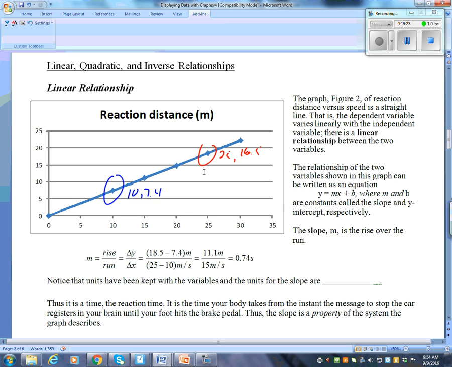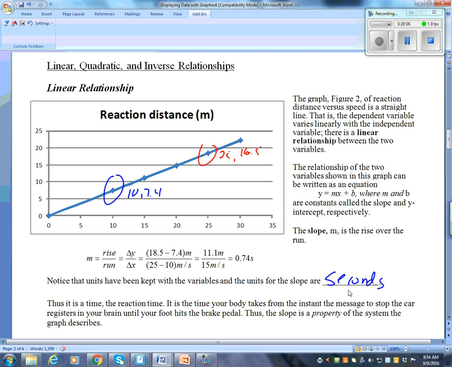Okay, so rise over run, y2 minus y1 all over x2 minus x1. So I'm going to take my 18.5, subtract 7.4. There it is right there. And I get 11.1. Then I'm going to take my 25 minus 10. There it is right there, 25 minus 10. And I get 15, and when I divide, I get 0.74 s. What does the s stand for? Seconds. Notice that the units have been kept, and the unit for the slope is seconds. The slope has a unit.